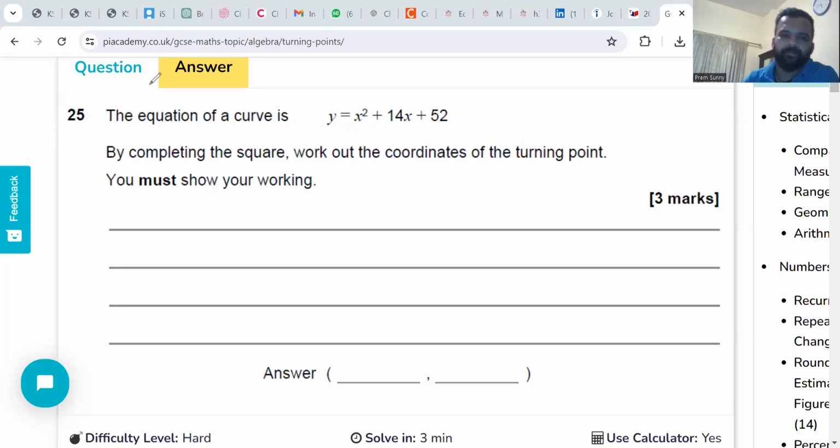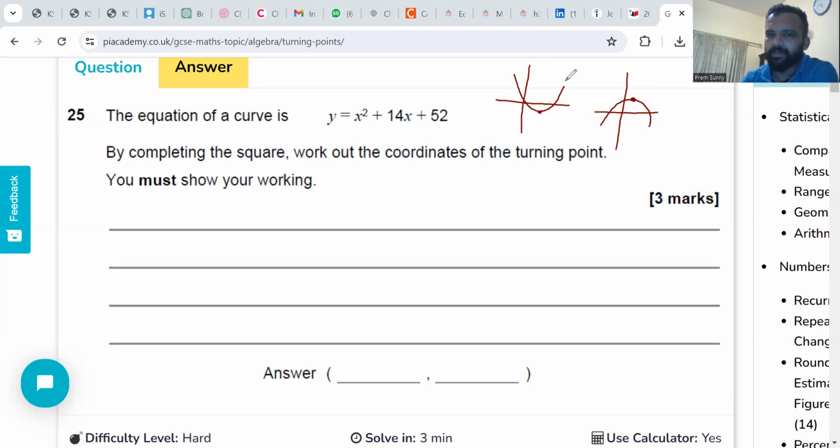Hi, welcome back. This is a very simple question to find the turning point of a quadratic equation. A turning point can be a maximum point or a minimum point. If it's a U-shaped parabola, it will always have a minimum point. If it is an N-shaped parabola, it will always have a maximum point.